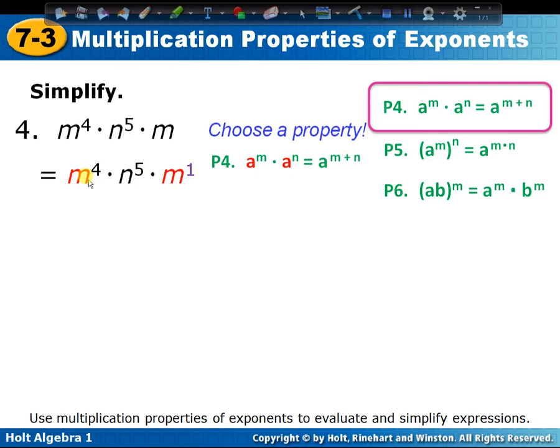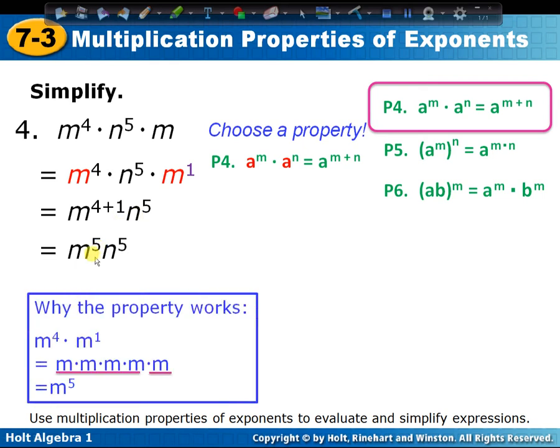So here we have m to the 4th and m to the 1st, and those are the only two that we're addressing here. The property tells us that that equals a to the m plus n, or m to the 4 plus 1. Again, our n to the 5th stays by itself. 4 plus 1 we know is 5, so that gives us m to the 5th times n to the 5th. And that is our final answer there. Make sure that you have that written down.